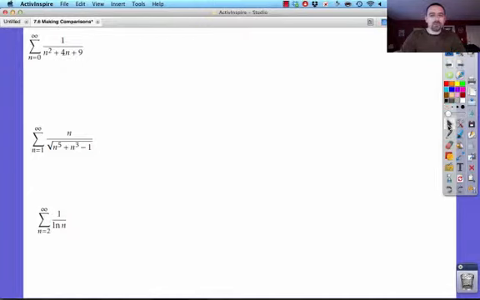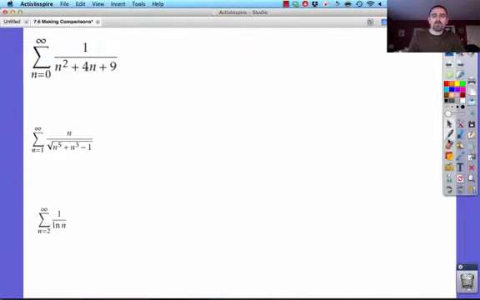Let's look at some other examples. So the first one here. We have a sense that this should converge because it looks like a p series, and indeed that's basically what it is. Remember that n is from 0 to infinity, so n is always a positive number. What we're going to do is compare this sequence with this sequence.